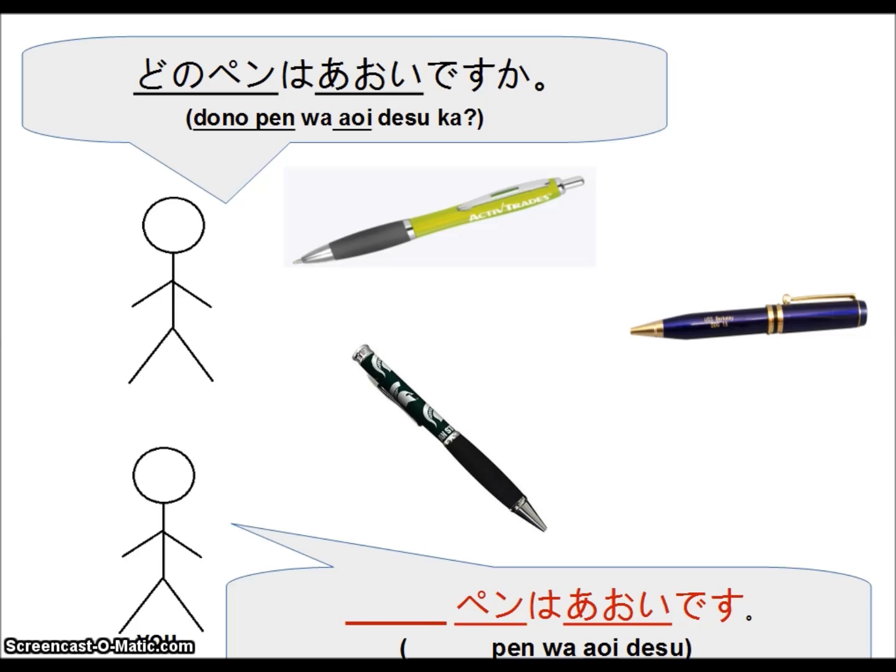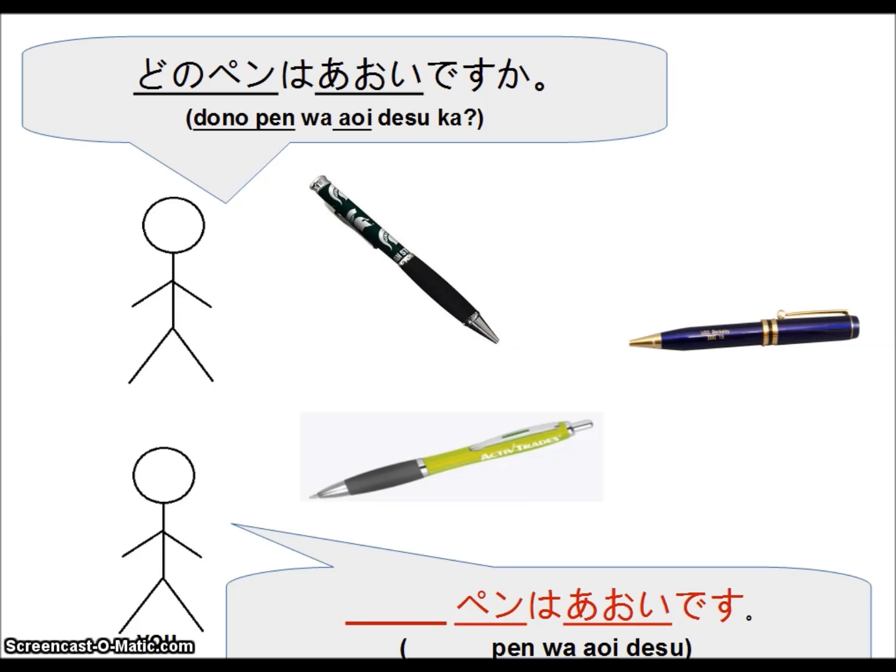Ano pen wa aoi desu. This one would be ano, because it is away from both you and the person you're speaking to. Ano pen wa aoi desu. So the pen didn't move, it's still away from both you and the person you're speaking to, so it's still ano. Ano pen wa aoi desu.